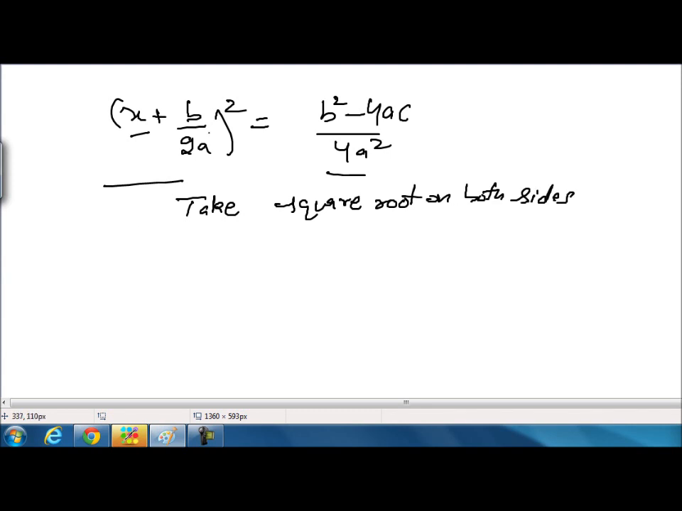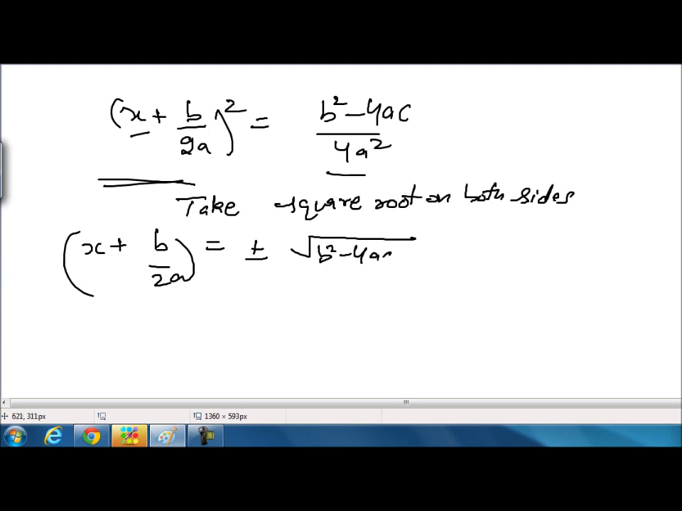When we take the square root on the left hand side, this square gets eliminated, so we get x plus b divided by 2a, and here we get plus minus under root of b square minus 4ac divided by 2a. It's 2a here because the square root of (2a) square is 2a, and it's plus minus because it can be plus 2a also and minus 2a also. So that's why it's plus minus here.